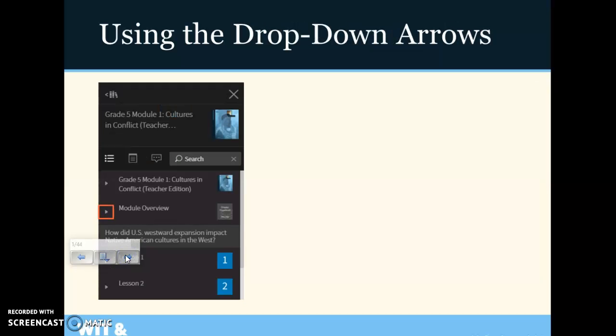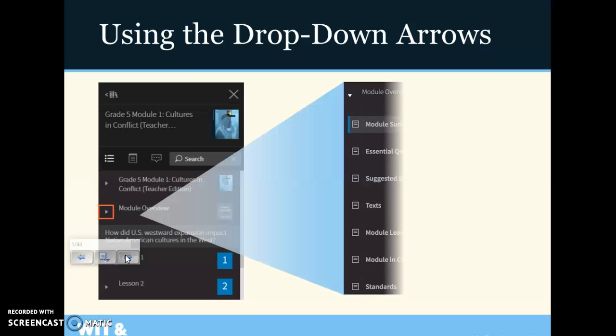Click the arrow to the left of an item in the left navigation bar to expand the content within that section of the module or lesson. Click again to collapse the content.